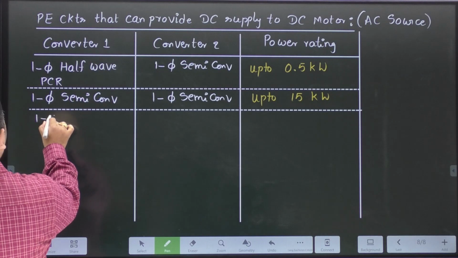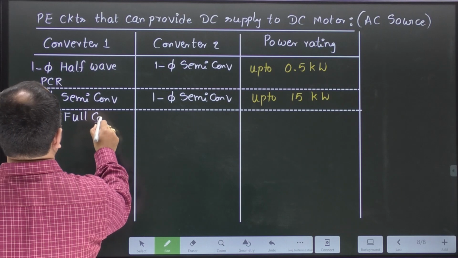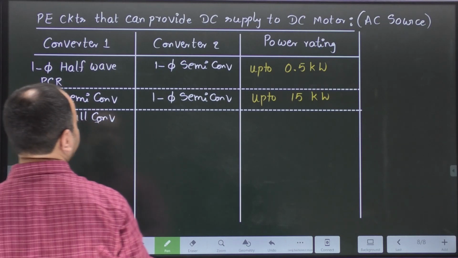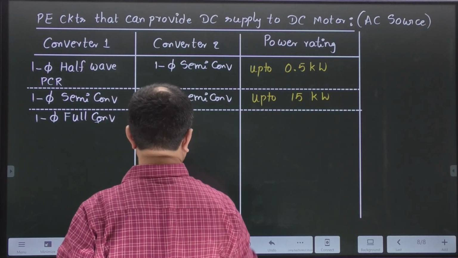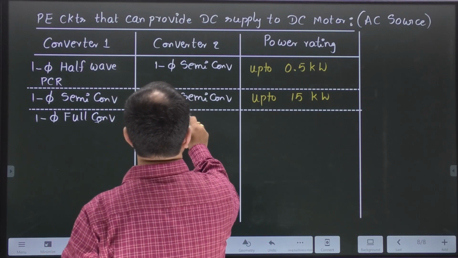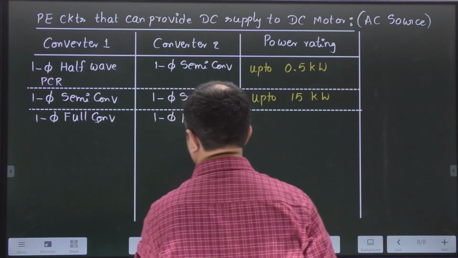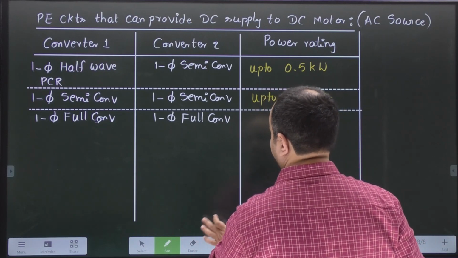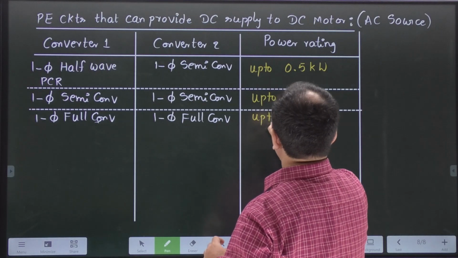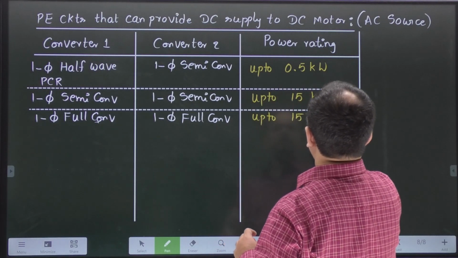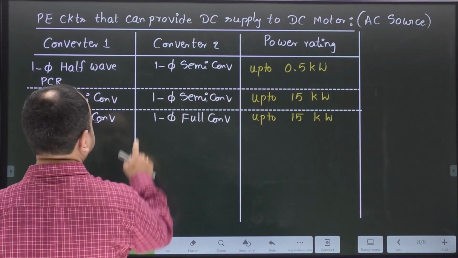Next, in the armature side, single phase full converter, field side also single phase full converter. Okay, this combination can be used, again all single phase can be used up to power rating of 15 kilowatt.